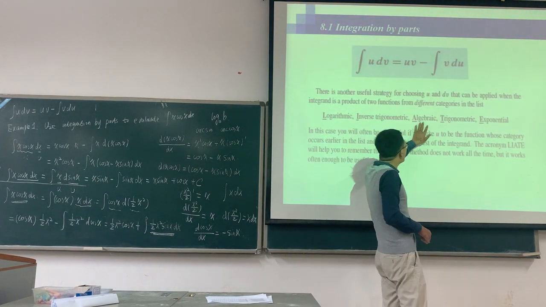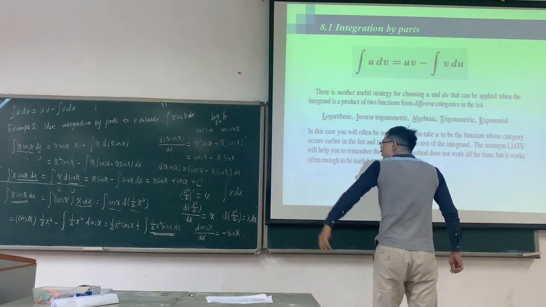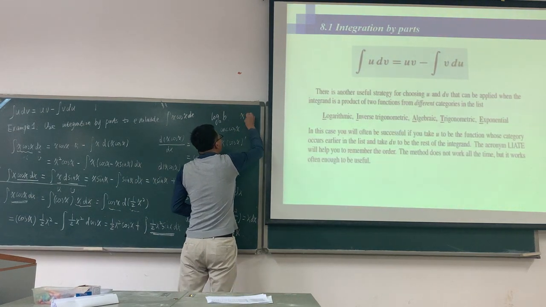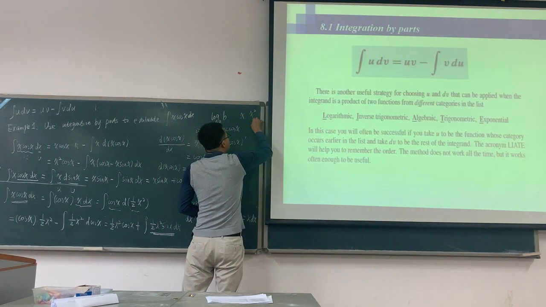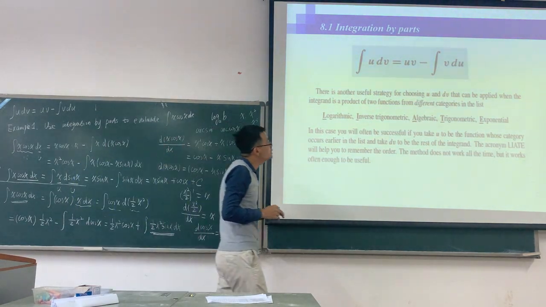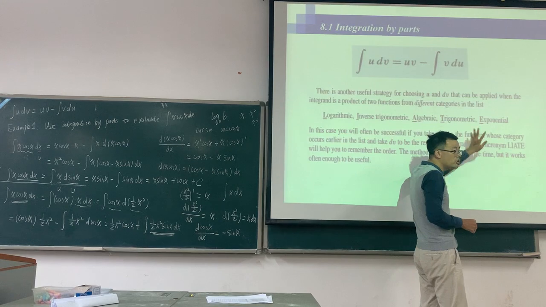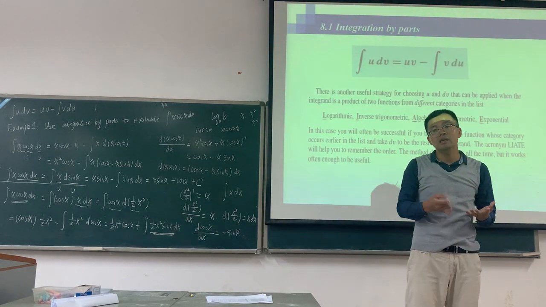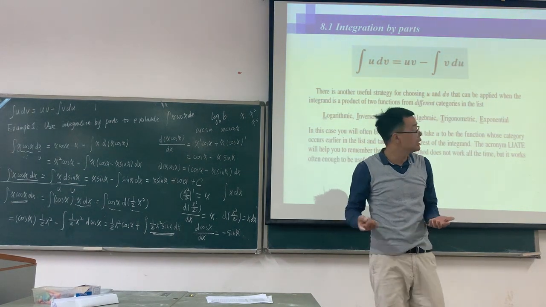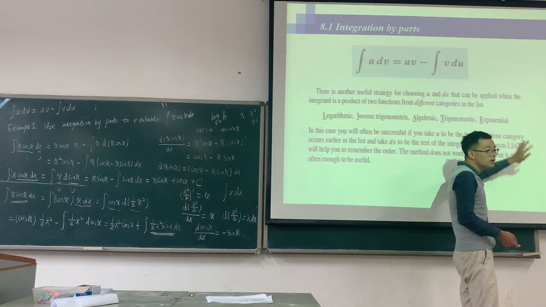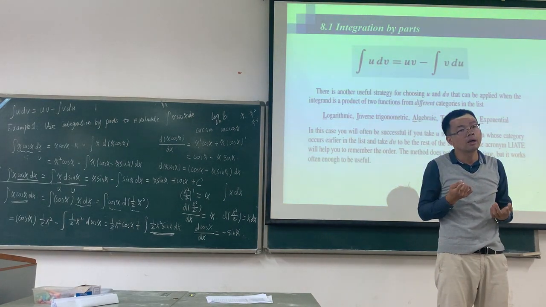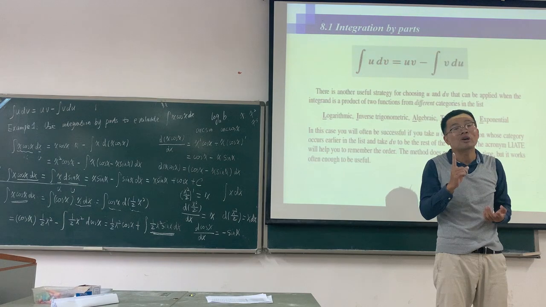And algebraic means x squared, x cubed, so polynomial. And trigonometric means sine, cosine, tangent, cotangent, secant, cosecant. And exponential means a to the power x, or e to the x, like this function.